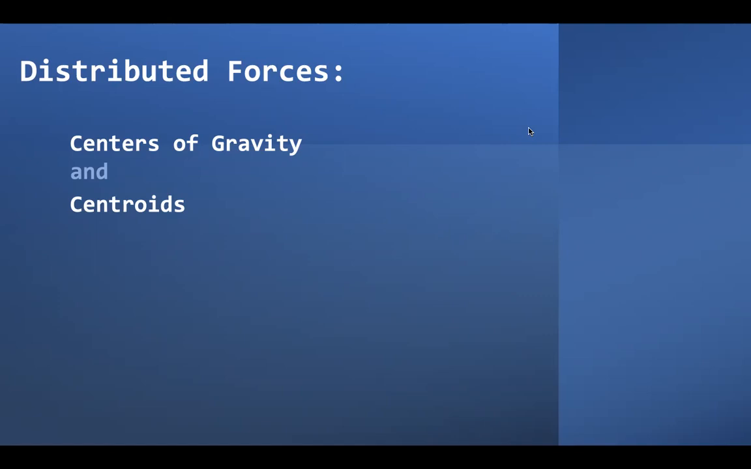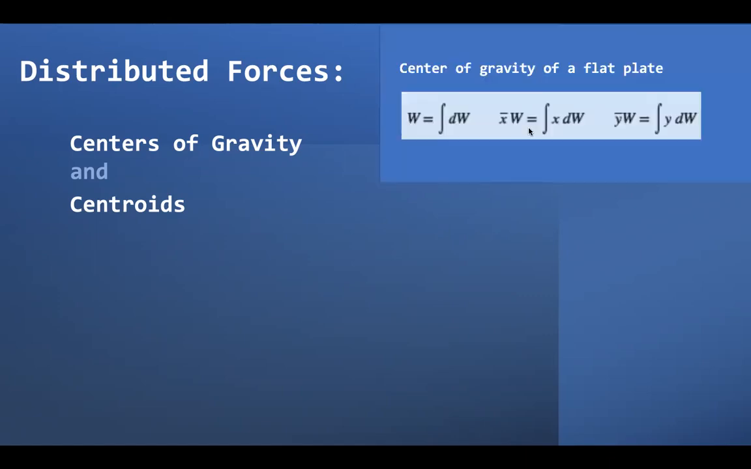Today I'm going to talk to you about distributed forces in statics. This is a topic in statics. I'm going to talk about centers of gravity and centroids. And at the end, I'll provide you with some problems and some solutions. I'll walk you guys through the solutions.